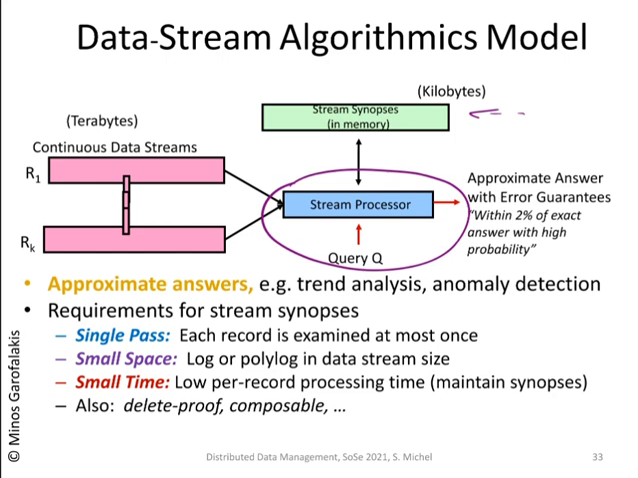And based on the synopsis, the stream processor is able to return approximate query answers, for instance, used in trend detection in Twitter or other applications, and also anomaly detection. So what are the requirements on the synopsis and the algorithms? First of all, every record coming into the system from the data stream should be examined at most once. Then the space consumption should be very little, logarithmic or polylogarithmic in the size of the data stream. And creating and querying the synopsis should take little amount of time.